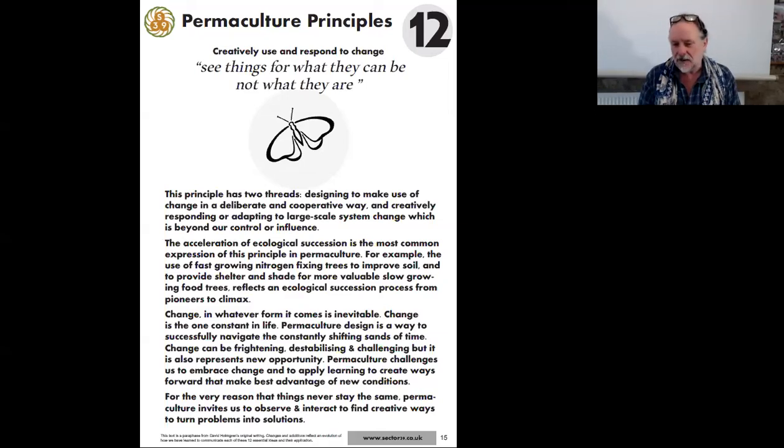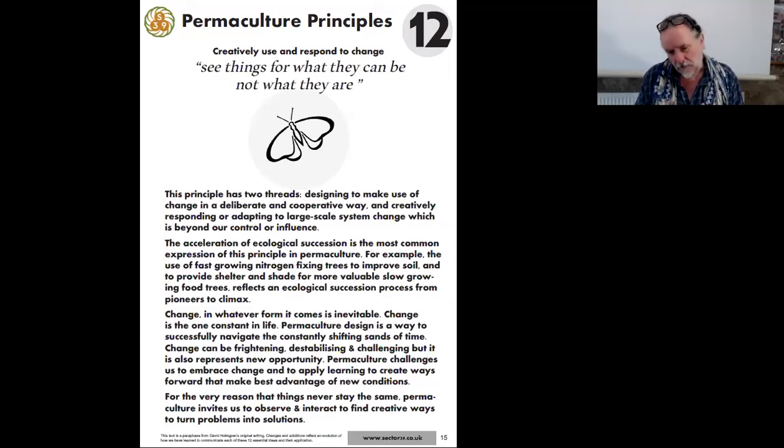So the only constant in life is the fact that things are ebbing and flowing. The sun goes up, sun goes down, sun comes up again, tide goes out, tide goes in. But it's not the same, is it? It's similar, but it's not exactly the same. There's a progression going on, and that progression also conforms to patterns, like seasons and things like that. So creatively use and respond to change. We're constantly working with the fact that the world's constantly changing, evolving.